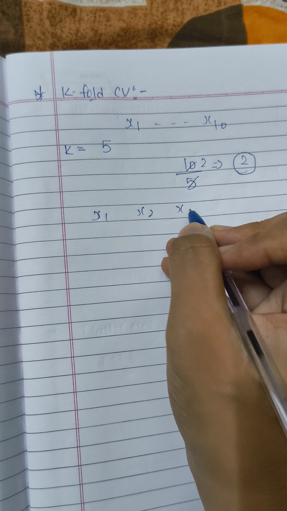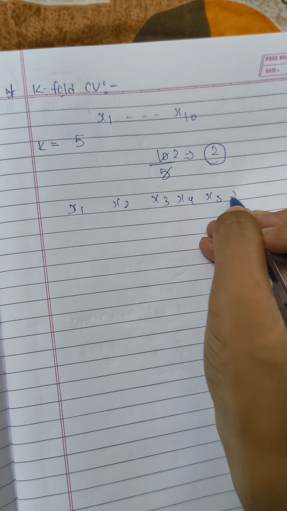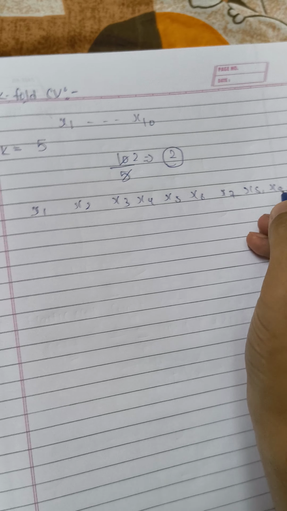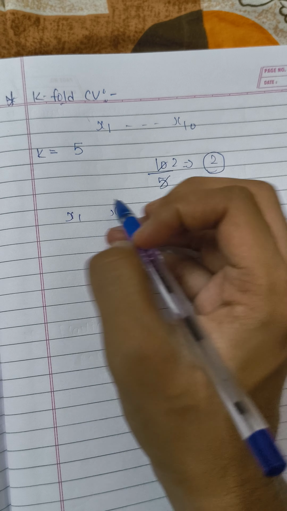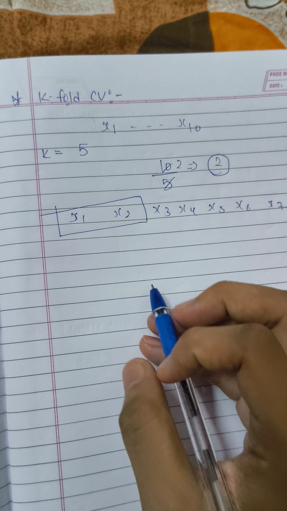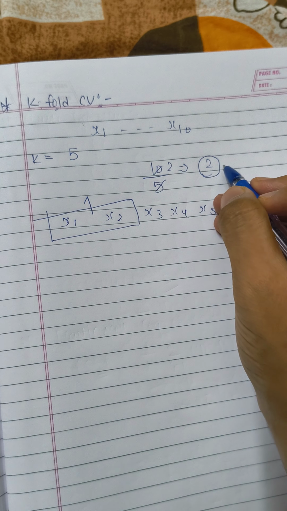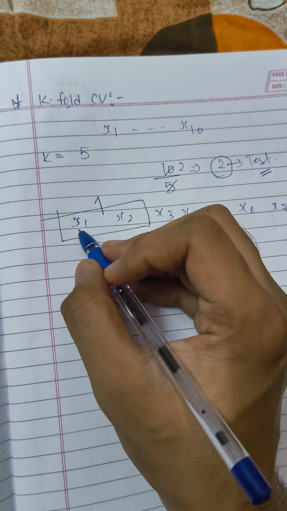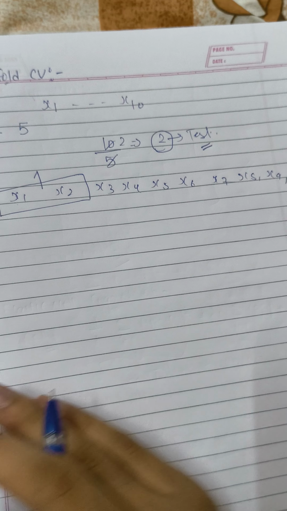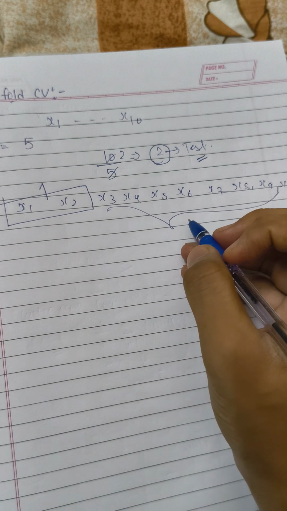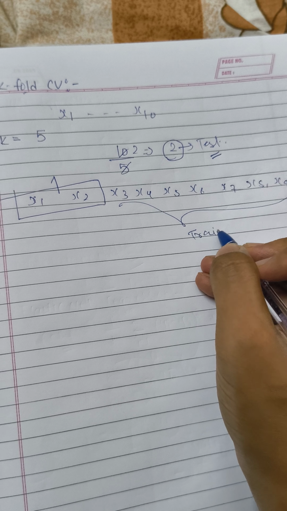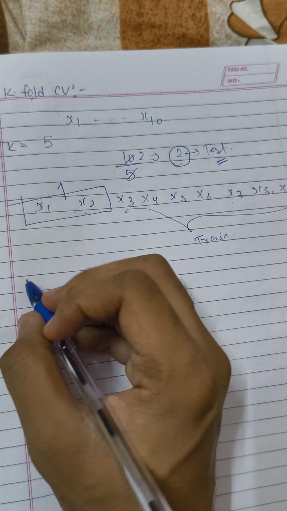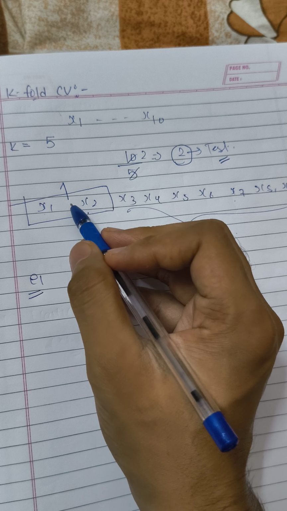So x1, x2, x3, x4, x5, x6, x7, x8, x9 and x10. Just see here. Two data points will be chosen, and this tells me the test size that I am going to take. Suppose I took x1 and x2 as my first fold, then the remaining will be used as the training data set. My model will be trained on these data points and then it will predict the value for the test points, and I will get some error for this predicted value.